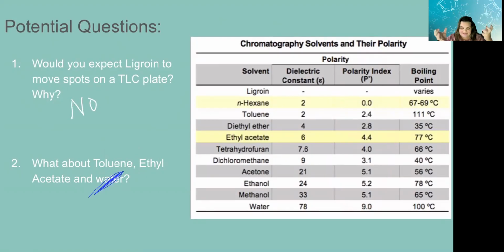What about ethyl acetate? Will that move things? Yeah, right? Ethyl acetate is going to move compounds. Its polarity is about 4.4. It's about in the middle, right? That's a pretty good polarity. So yeah, it's going to move compounds. And toluene has a really low polarity, so it will move them, but just slightly. Okay?